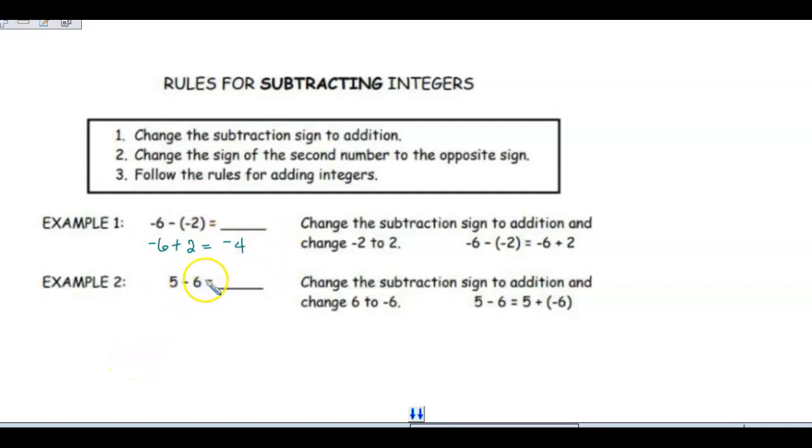This one here, I have 5 minus 6. I cannot take 6 from 5, so I'm just going to follow the rules. We're going to change the subtraction sign to addition and change positive 6 to negative 6. The first integer stays the same. I have different signs, so I'm going to take 6 minus 5, and that's going to give me a 1. I have 5 positives and 6 negatives, so that means that my answer is going to be a negative 1.